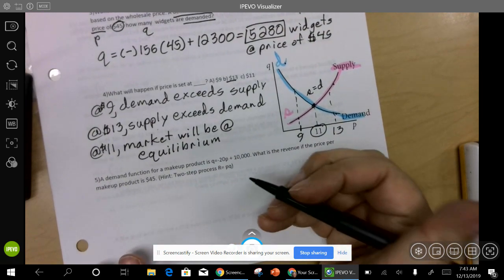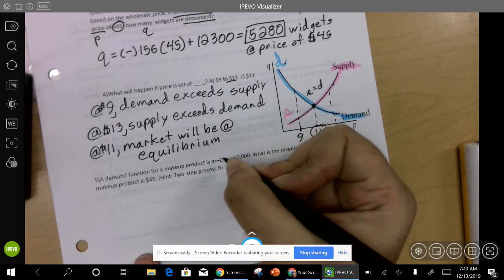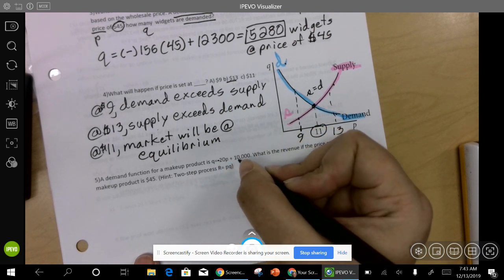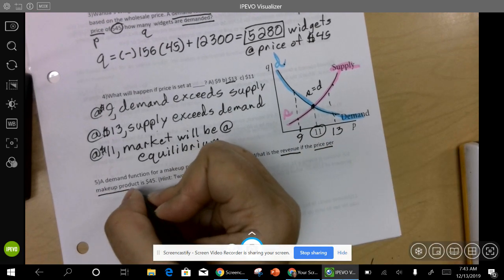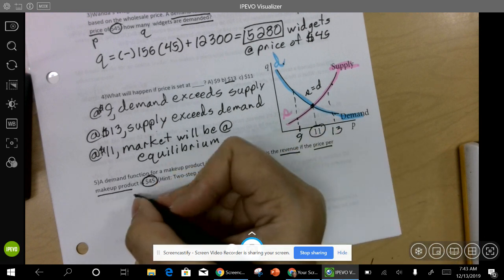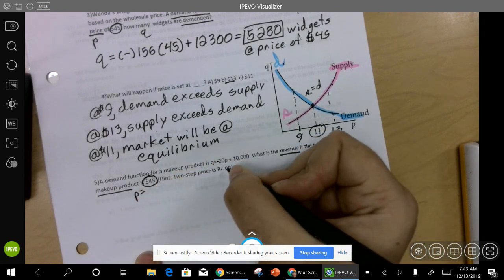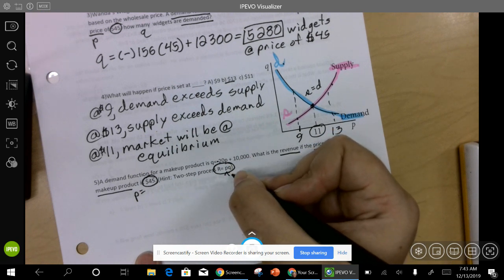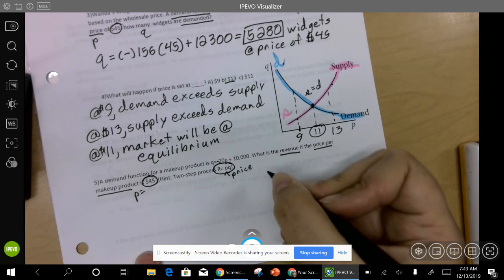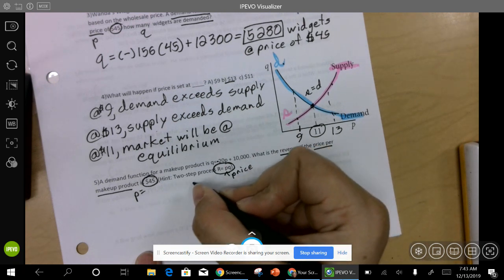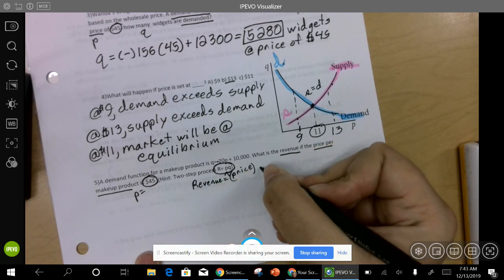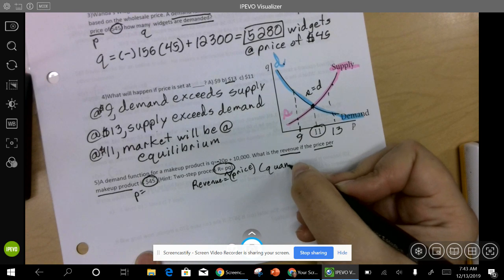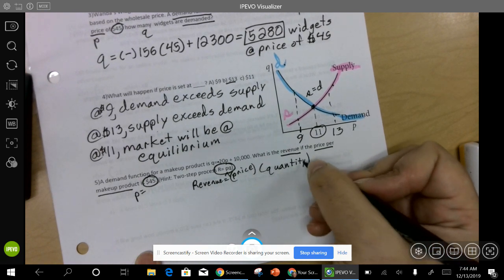Okay, demand function for the makeup product. Notice it's a negative again. Negative 20 times the price plus 10,000. What is the revenue if the price for the makeup product is $40? Hint, it's a two-step process. So we have revenue is equal to the price, everybody, that is a price, times the quantity. So revenue is equal to the price times the quantity demanded.